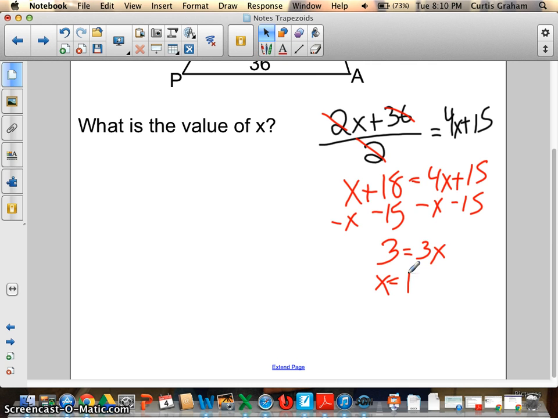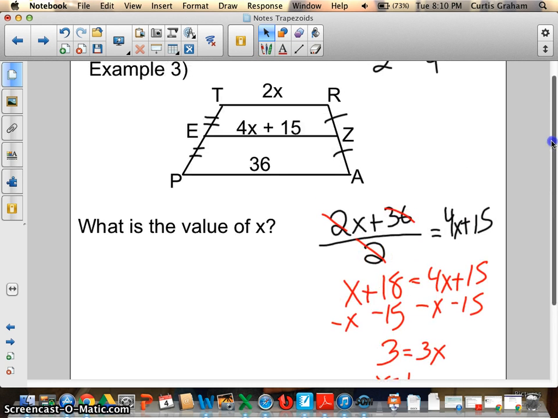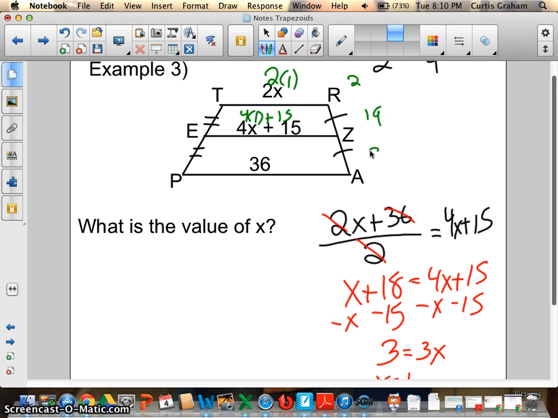Let's confirm that that is actually the answer. I'm going to start plugging those in to see if they work. 2 times 1 plus 36 is 2, 19, and 36. Is 2 plus 36 divided by 2 equal to 19? The answer is yes, so that is correct. I've done everything right.